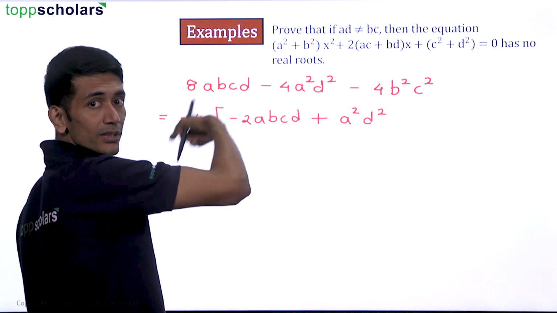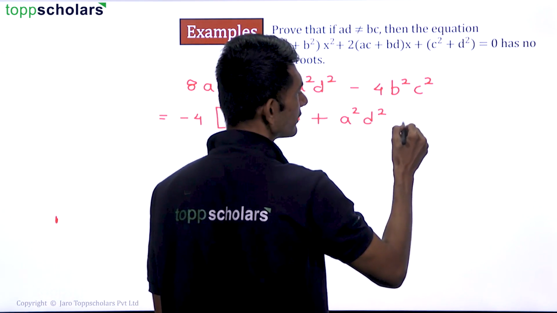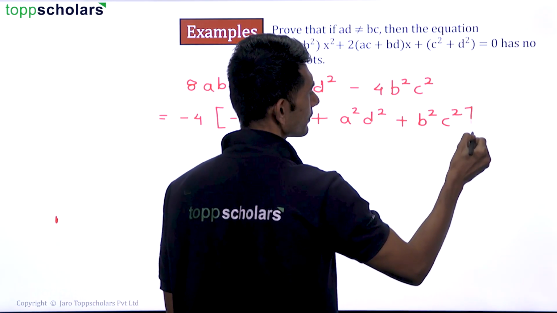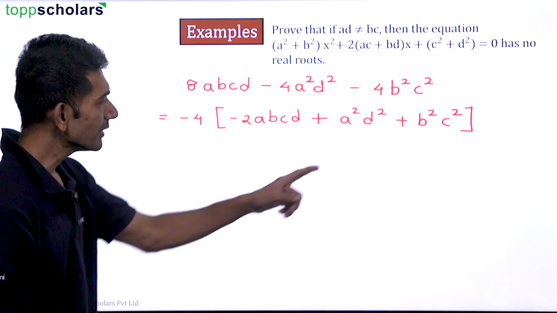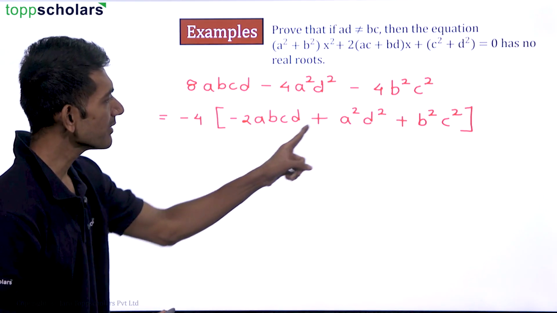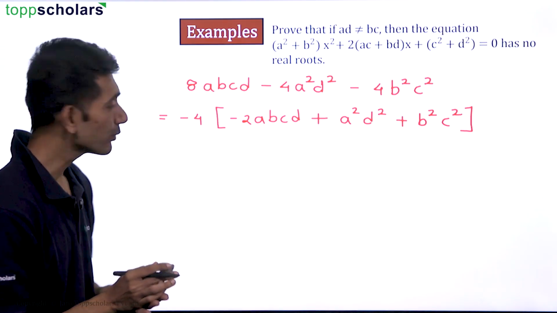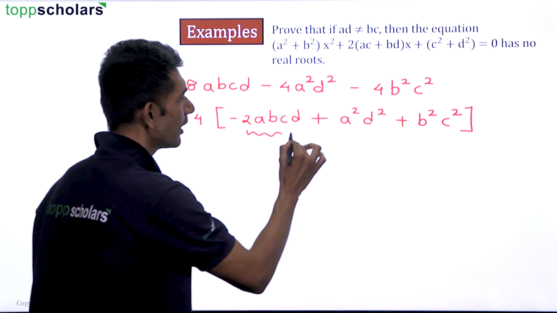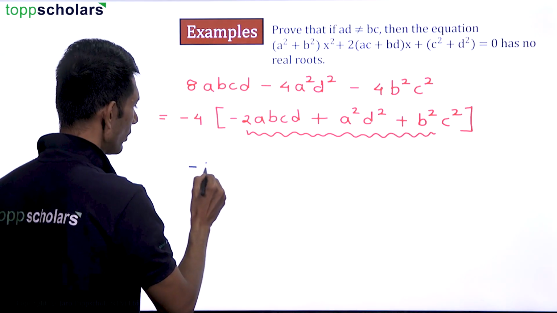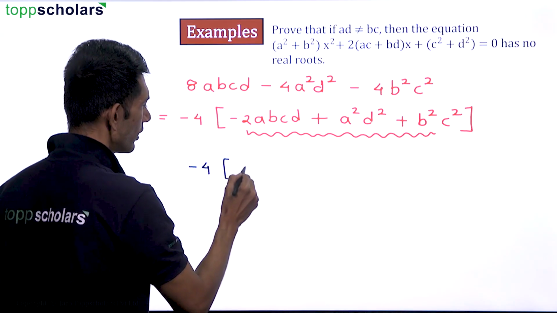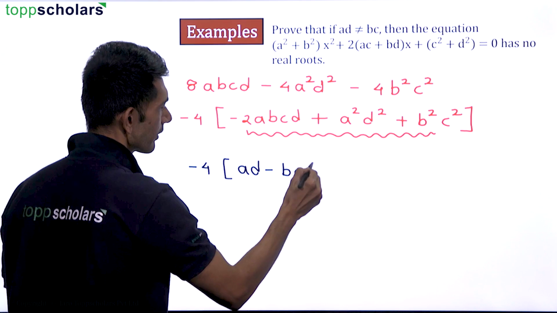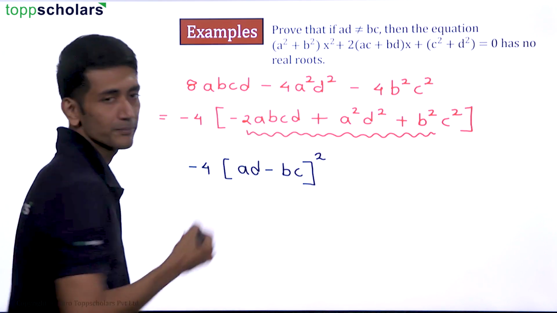Here also minus 4 is outside, so this becomes plus b²c². Now observe the pattern, right? We have b²c² minus 2abcd plus a²d². So can I say this is a perfect square? So this becomes minus 4 into (ad minus bc) the whole square.